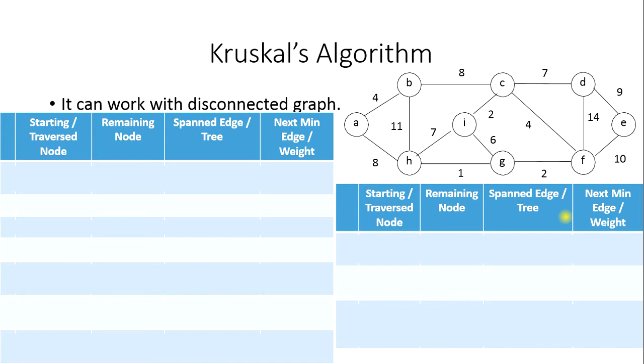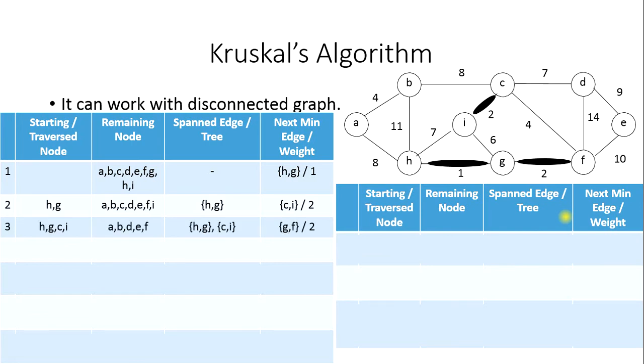Let's start. Based upon the salient features of Kruskal's algorithm, we first select an edge with the minimum weight, which is HG. HG or GH, whichever you want to call it, because it's an undirected graph. The second one that we have is GF and CI. We can select either one first or second. That's up to us. Doesn't matter.